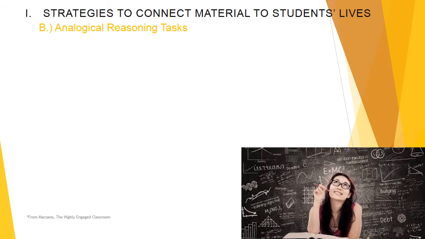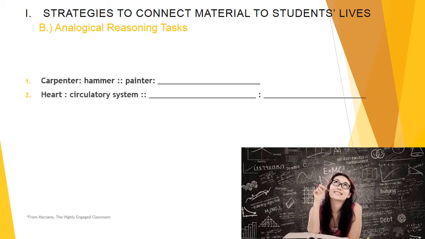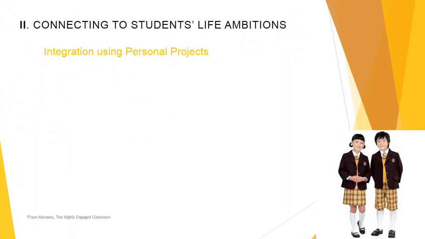Now, one strategy to connect material to students' lives that is usually overlooked is the analogical reasoning task. This one's significant because we need to teach the students how to do analogical reasoning, especially since this is something that's significant on standardized tests and state Regents tests. A simple one would be something like: the carpenter is to the hammer as the painter is to, right, or the heart is to the circulatory system as the blank is to the blank. You can make up your own.